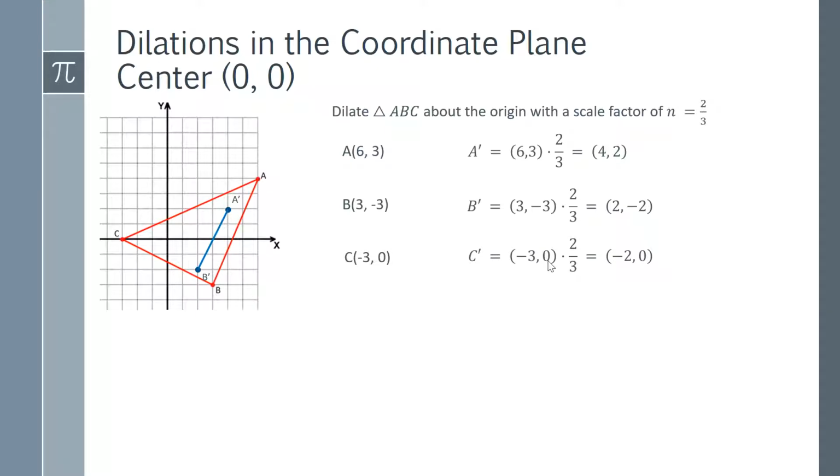So let's find C. Same deal here. We're going to take -3, 0 and multiply it by 2/3. 3 goes into -3 negative one times. -1 times 2 is -2. Anything times 0 is 0, so that's just going to stay 0. So our last point will be -2, 0. So that's C prime. And there are our final points, and that's our dilation. And you see this is a reduction.